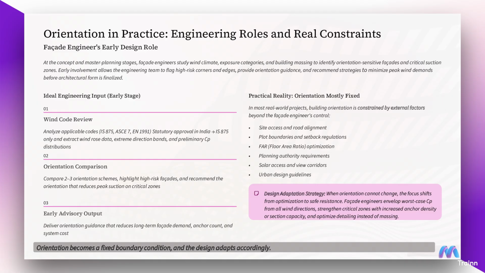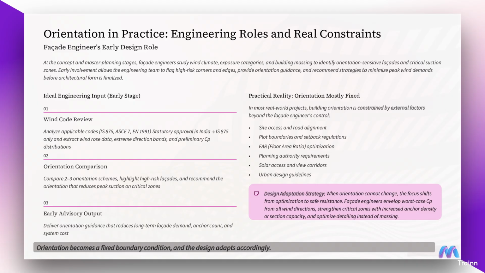Practical reality: orientation is mostly fixed. In most real-world projects, building orientation is constrained by external factors beyond the facade engineer's control. Site access and road alignment. Plot boundaries and setback regulations. FAR, floor area ratio, optimization. Planning authority requirements. Solar access and view corridors.